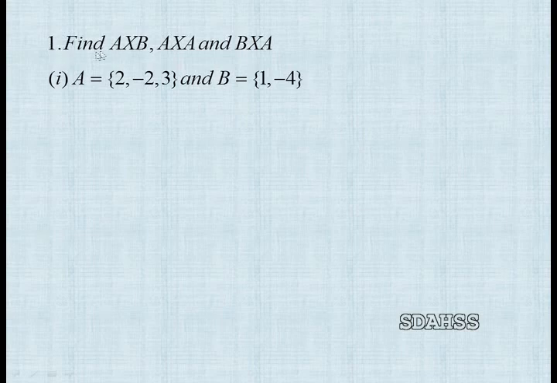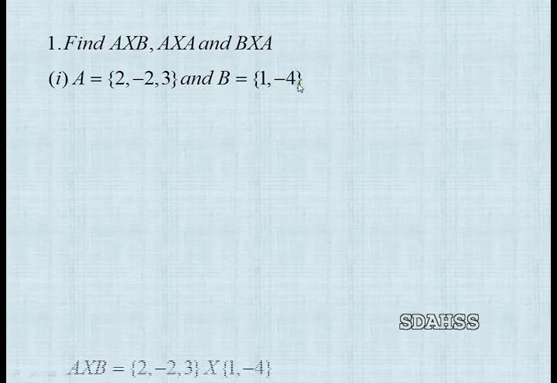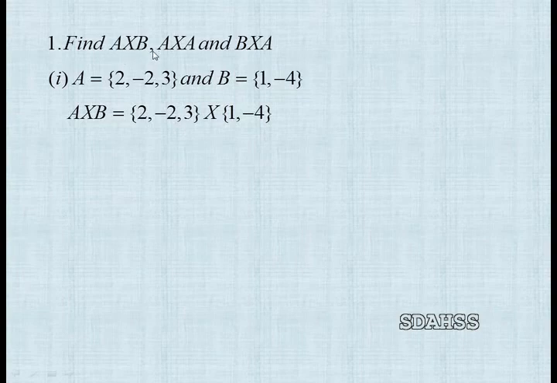First sum. Find A cross B, A cross A and B cross A. A is equal to the set {2, -2, 3} and B is equal to the set {1, -4}. Find A cross B. A cross B means find the Cartesian product of A and B.